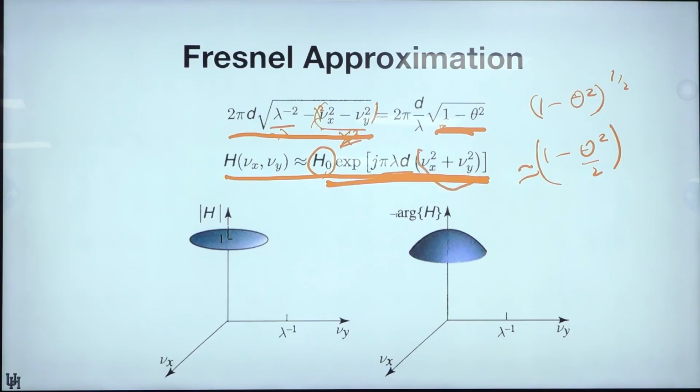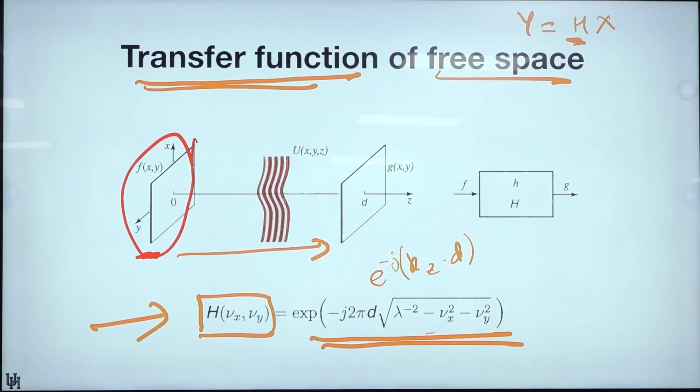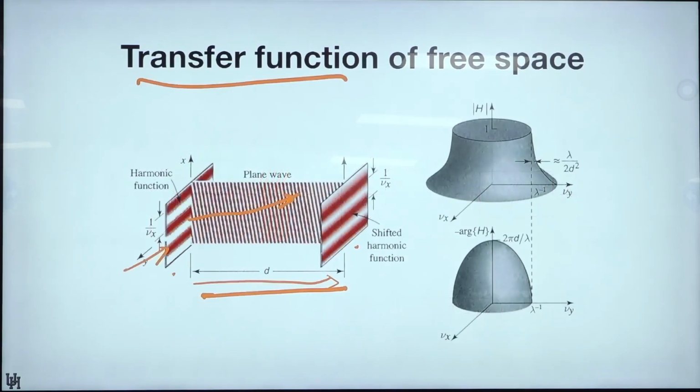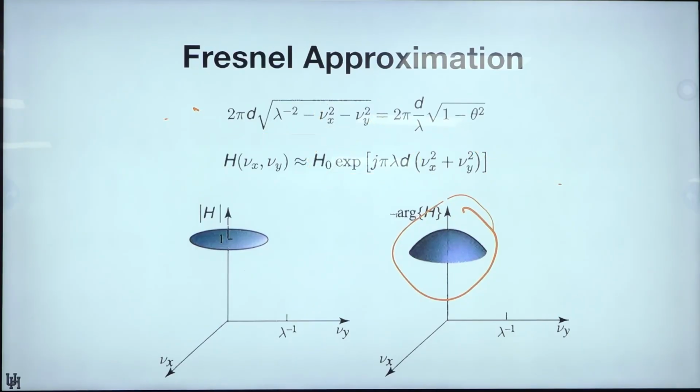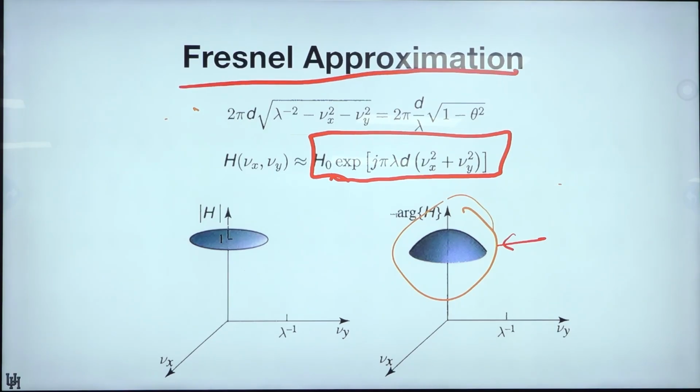So what does this look like? It's a parabolic shape in the Fourier domain. The most general transfer function for free space is this, but an approximate version is where you use the Taylor series and keep only the first order term. What you end up with is this parabolic shape, a nu x square plus nu y square kind of shape. This is the nature of the transfer function, and this is called the Fresnel approximation.